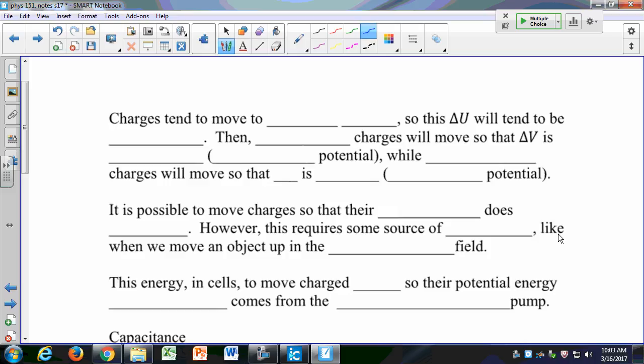All right, charges will tend to move to lower potential energy. We're using U for potential energy, so this delta U will tend to be negative.